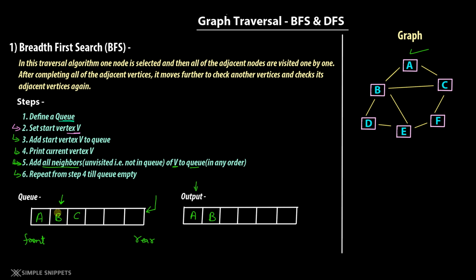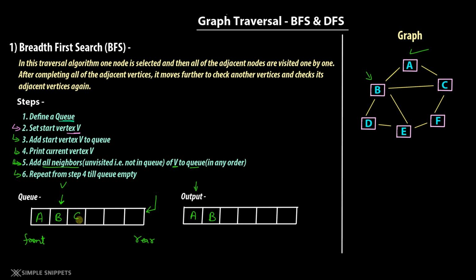So the current vertex V is B, right? This is where we are pointing now. Who are all the neighbors of B? The neighbors of B are A, C, E and D. We've already printed A, so this is done. We are not going to add that to the queue.